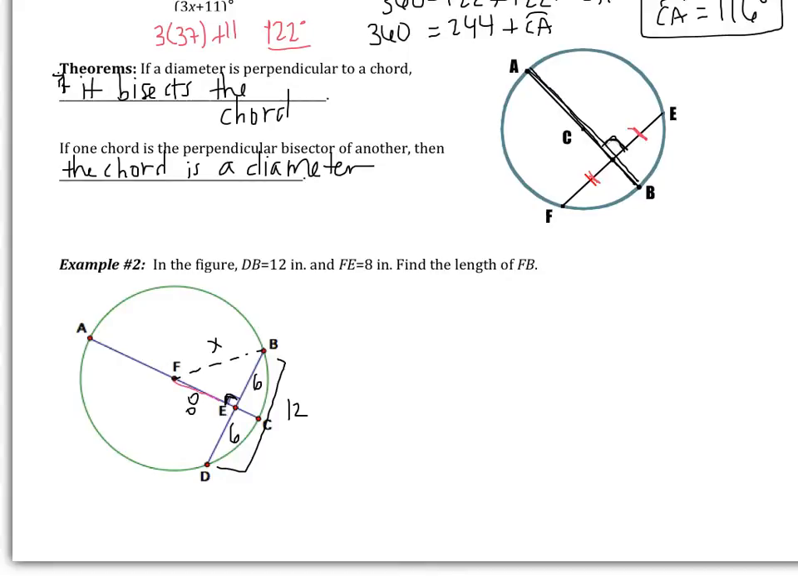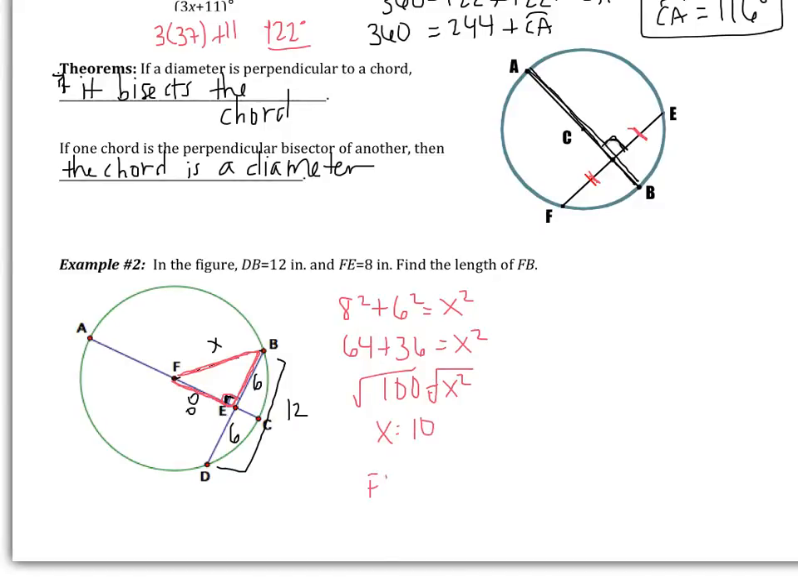Now, if I look at this little triangle here, I have a right triangle. I know two sides. I'm solving for the third side. So I'm going to use Pythagorean theorem. I have 8 squared plus 6 squared equals x squared. So this becomes 64 plus 36 equals x squared. 100 equals x squared. Taking a square root, I get x equals 10. So in this case, FB is 10 units. Well, I guess not units, 10 inches.